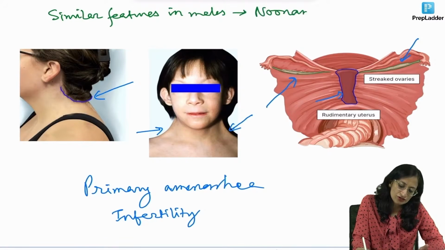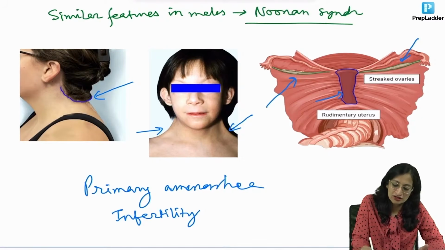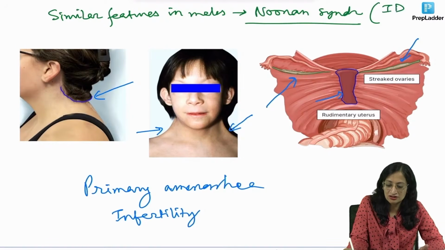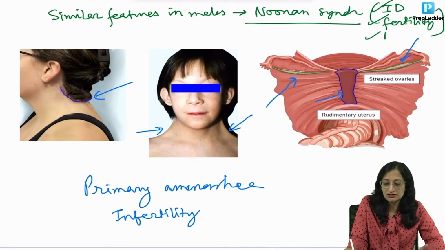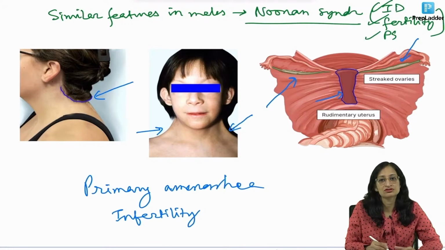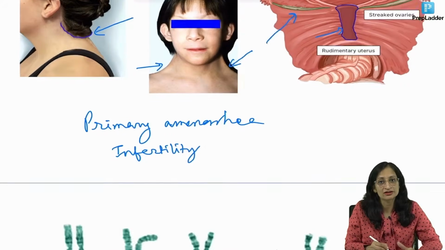But what are the differences? In Noonan syndrome, there is intellectual disability. There is delayed puberty, but fertility is normal. And the most common heart disease there will be pulmonary stenosis. Okay, and it has autosomal dominant inheritance.